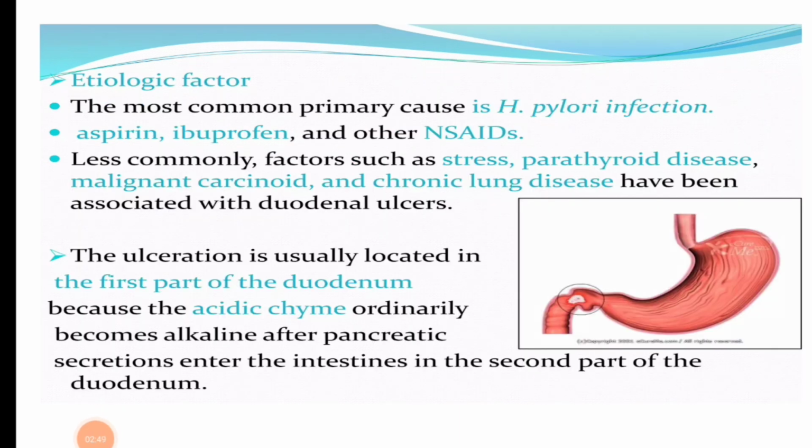Etiological factors: the most common primary causes are H. pylori infection, aspirin, ibuprofen, and other NSAIDs. Less commonly, factors such as stress, parathyroid disease, malignant carcinoids, and chronic lung disease have been associated with duodenal ulcers. The ulceration is usually located in the first part of the duodenum because the acid chyme ordinarily becomes alkaline after pancreatic secretions enter the intestines in the second part of the duodenum.